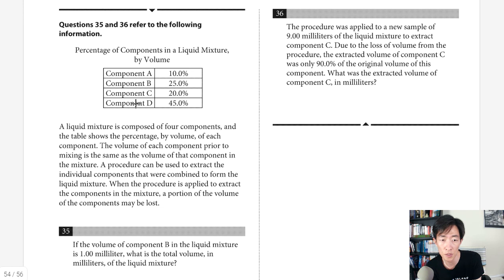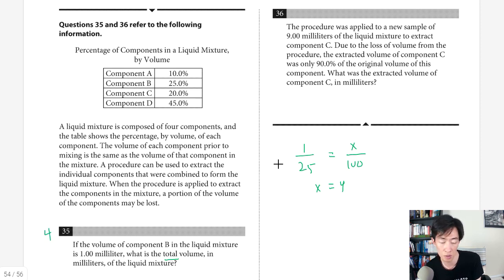Question 35 and 36 are based on this table. I'm not going to read all this because it's kind of useless. Question 35 says, if the volume of component B in the liquid mixture is 1 milliliter, what is the total volume in milliliters of the mixture? So you can just use a simple proportion. We know that 1 milliliter is equal to 25%. They want to know what's the total, so that's 100%. All you have to do is cross multiply, 1 times 100 divided by 25. X is going to equal 4. In this case, it's milliliters, but that's the answer, and that's really all you have to do.